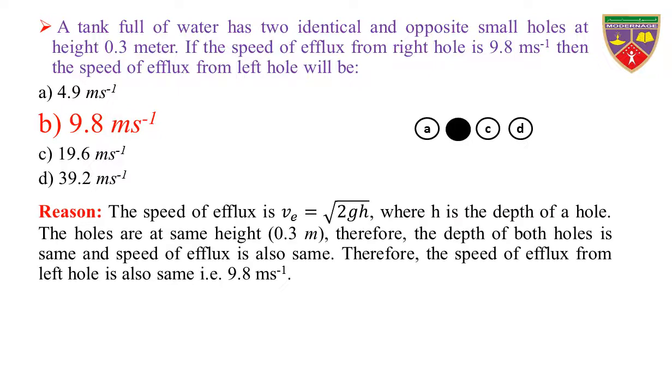Reason: the speed of efflux is v equals square root of 2gh, where h is the depth of a hole. The holes are at the same height, which is 0.3 meter. Therefore, the depth of both holes is the same and the speed of efflux is also the same. Hence, the speed of efflux from the left hole is also 9.8 meter per second.